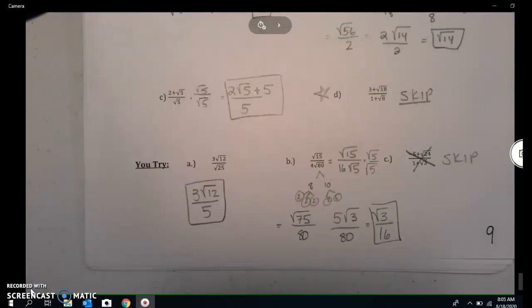All right, so taking a look at these problems, hopefully you got those correct. Looking at A, square root of 25, again, look out for those perfect squares. It'll make life way easier. So square root of 25 is 5. And then 3 rad 12.